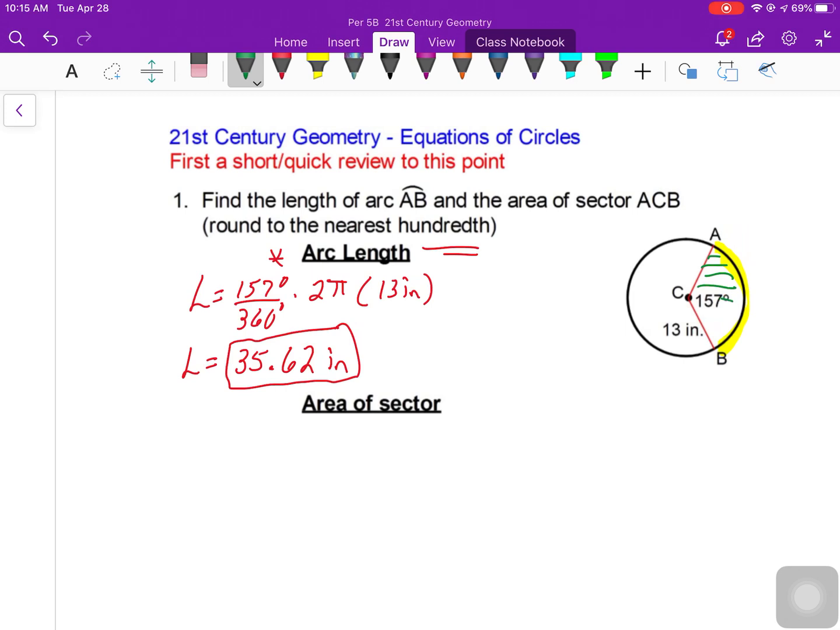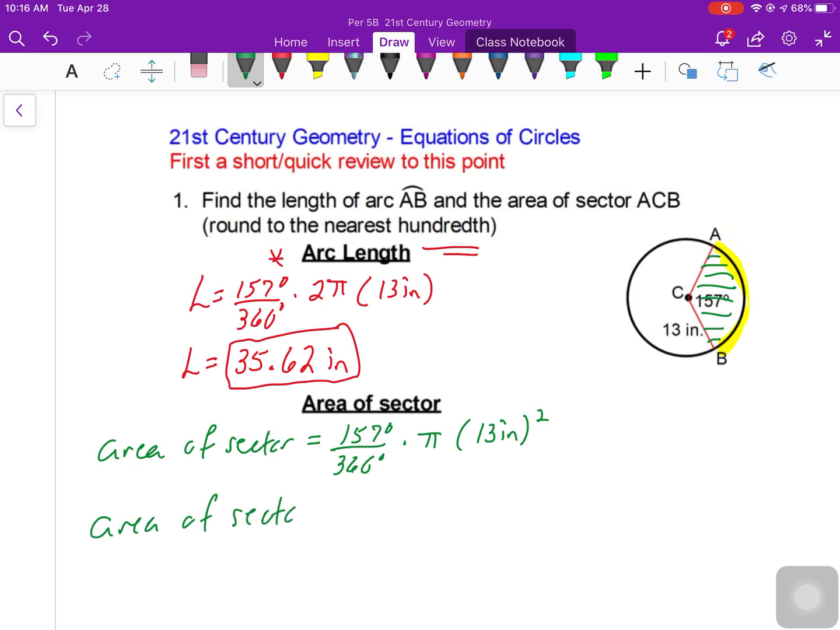Area of the sector. For the area of the sector, they're really asking us for the area of this pie piece there that I've just put those green lines through. Now, to find that area of the sector, we also need the fraction of the circle, which we already said was 157 degrees divided by 360 degrees times pi, and now it's times the radius squared, because pi r squared is how you find the area of a circle.